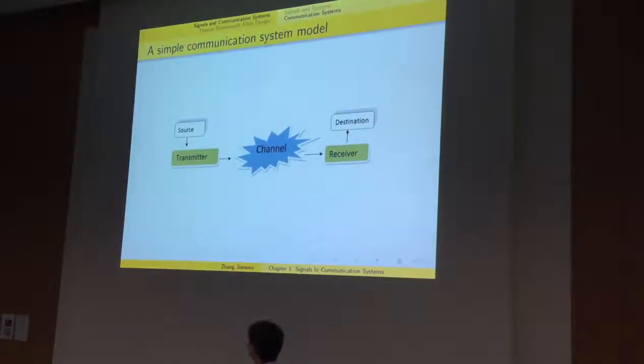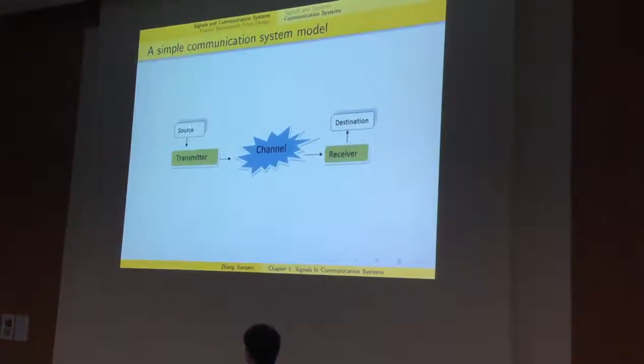Okay? It must go through some channel, of course. Alright, but before you send the message to the channel, it must be properly coded. Properly coded means how you process the original message such that it is suitable to transmit in this channel. For example, we try to talk to our friends in another country. You cannot just shout to your friends. Your friend never receives your message, right?